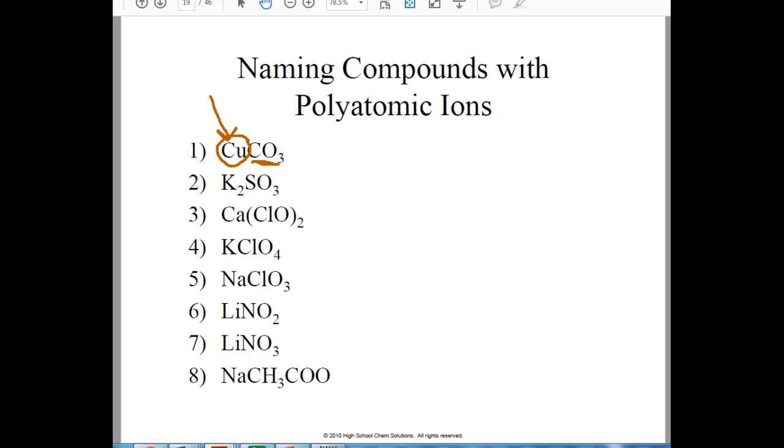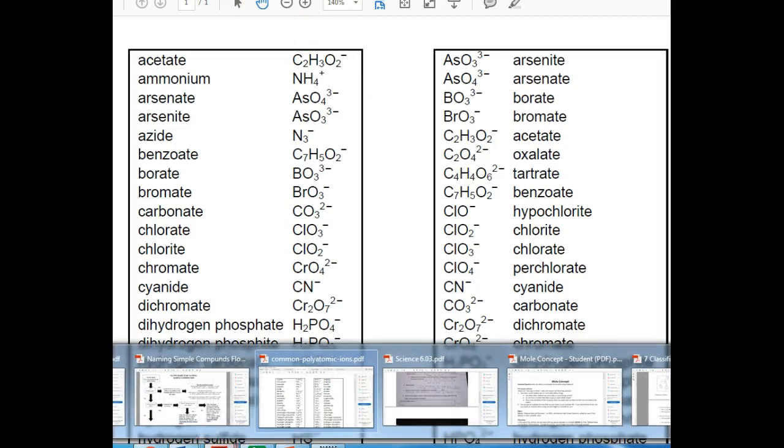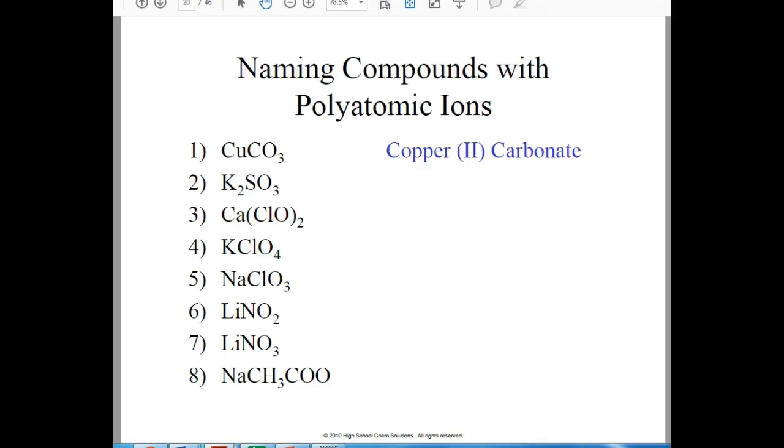But carbonate we know has a -2 charge, so in order to balance that, copper must have a +2 charge. So that makes copper 2 carbonate. For the next one, we have potassium, that's our K, and then SO3. If we look that up on our polyatomic ion sheet, its name is sulfite. Now, potassium only has one possible charge, so the name would just be potassium sulfite. No need for a Roman numeral because potassium's in group 1. Those are going to be the easiest.